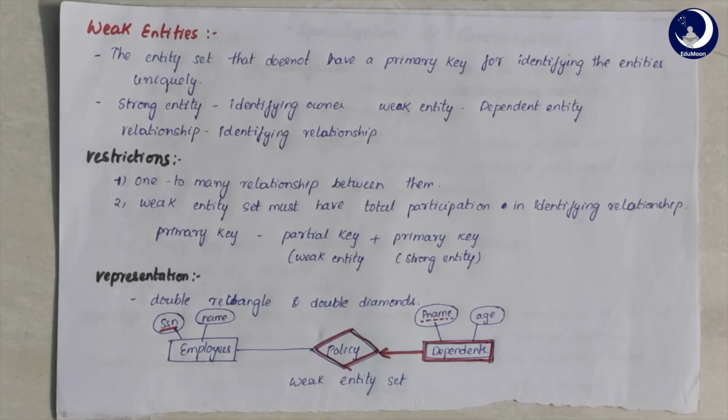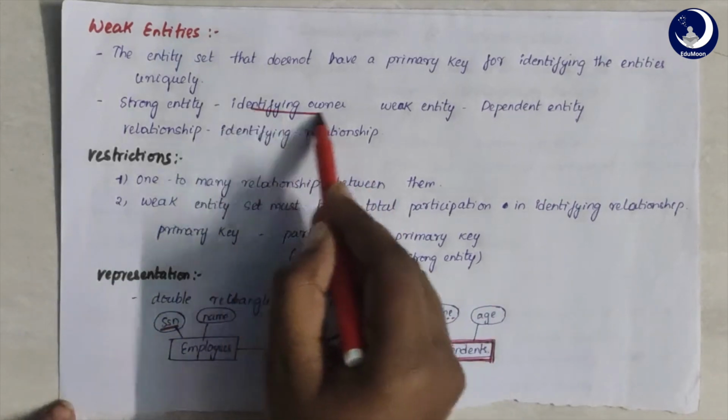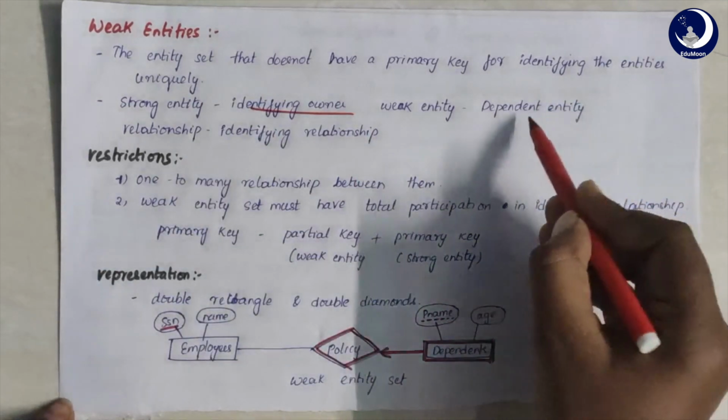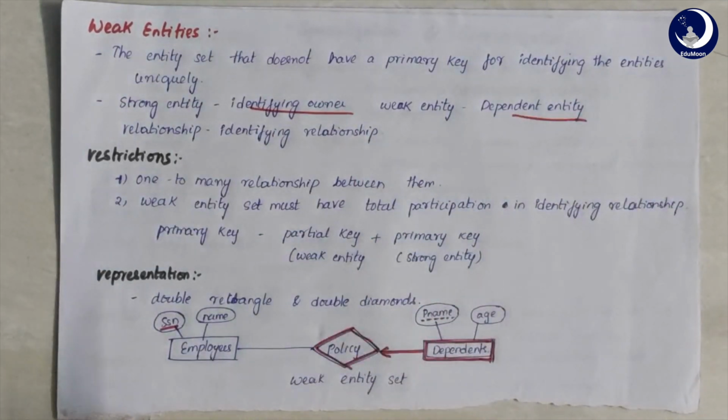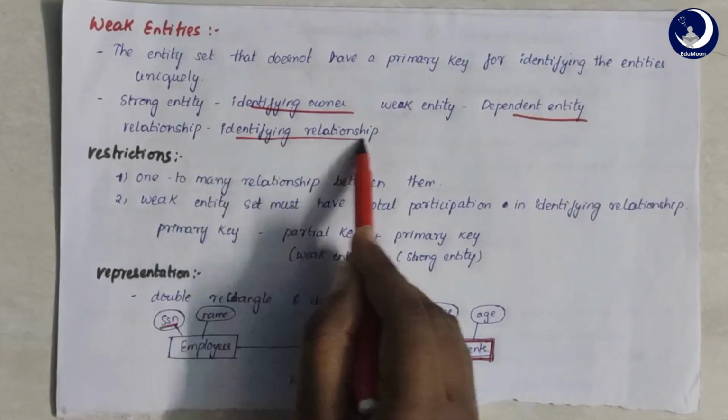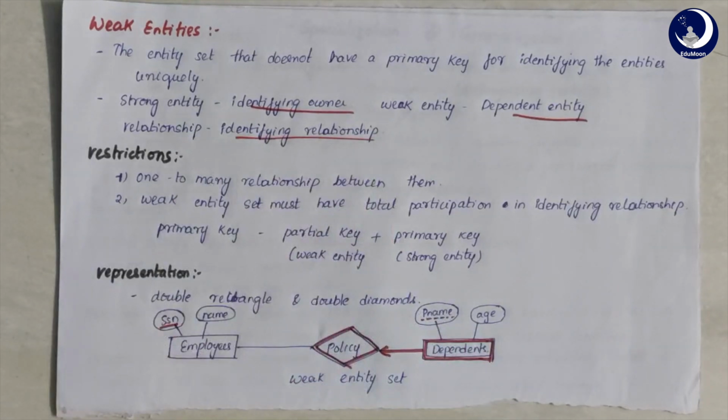The strong entity that we depend on is known as an identifying owner, and the weak entity is a dependent entity. The relationship between this weak entity and the strong entity is known as the identifying relationship, as we discussed in our last lecture. For an entity to be a weak entity, we have two restrictions. There should be a one-to-many relationship between the strong entity and the weak entity. And the second restriction states that the weak entity must have total participation in the relationship.